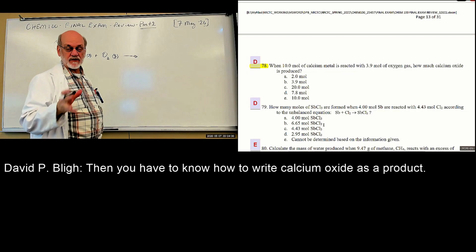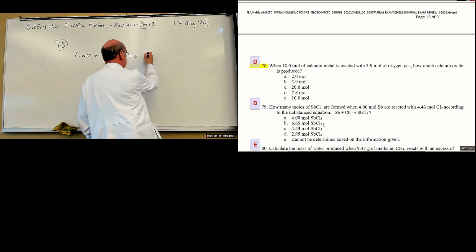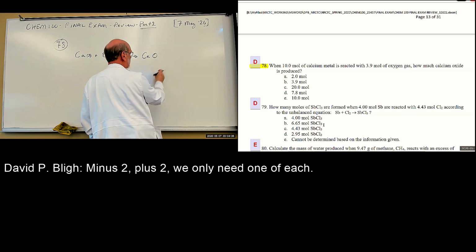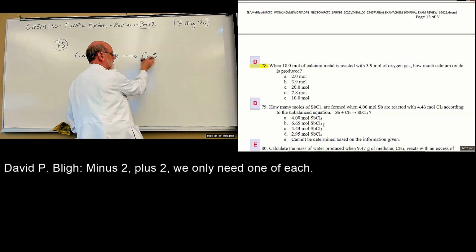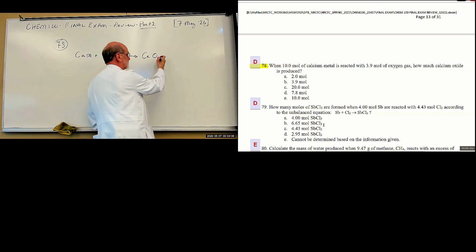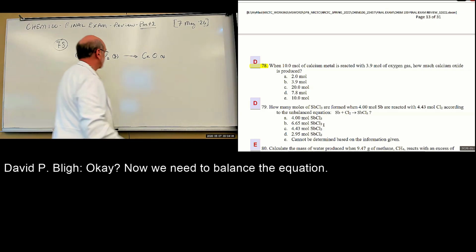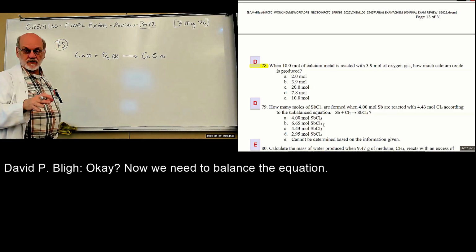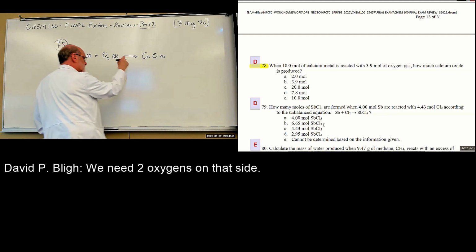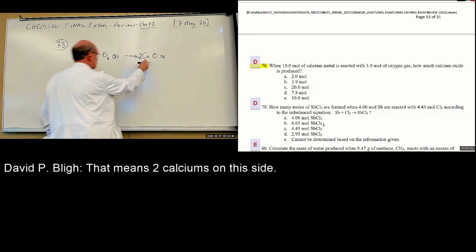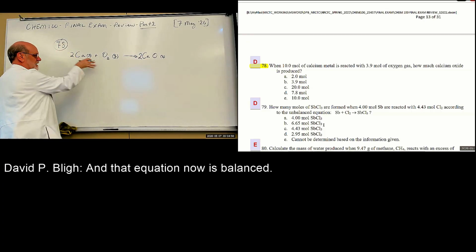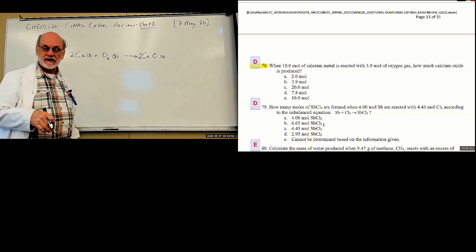Then you have to know how to write calcium oxide as a product: 2+ and 2-, so we only need one of each. Okay. Now we need to balance the equation. We need 2 oxygens on that side. That means 2 calciums on this side. And that equation now is balanced.